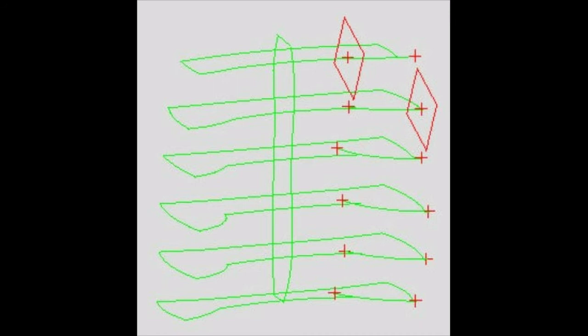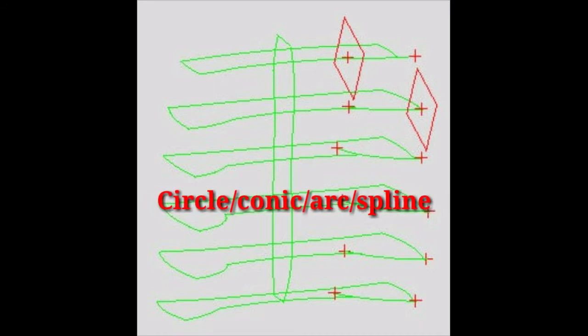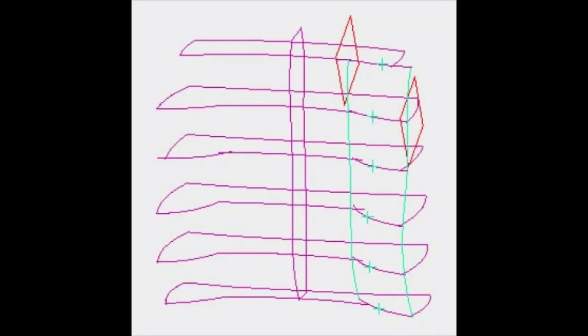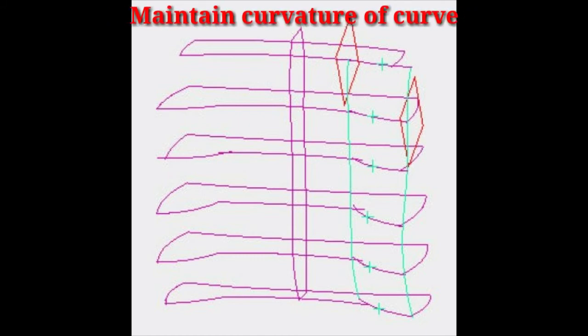The curve does not need to pass directly through all the points. If a circle won't work, then try a conic. If a conic won't work, then try an arc, etc. The image on the screen uses a set of points in which the best curve to use was an arc. It also shows a representation of the curvature of the curve.